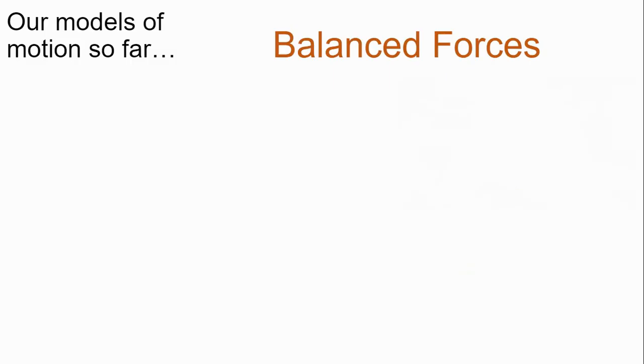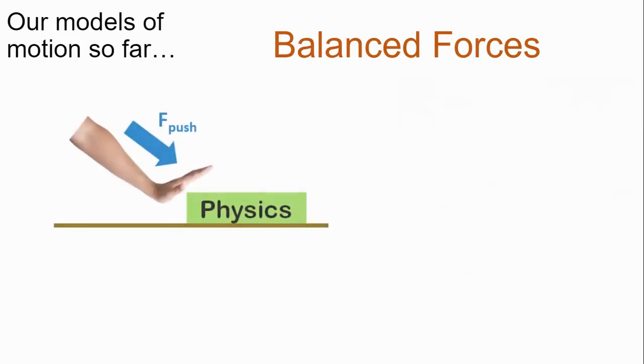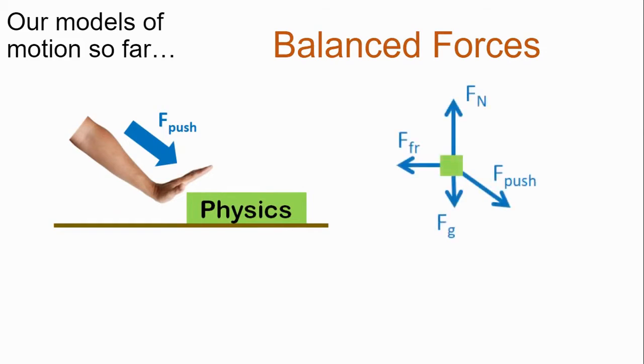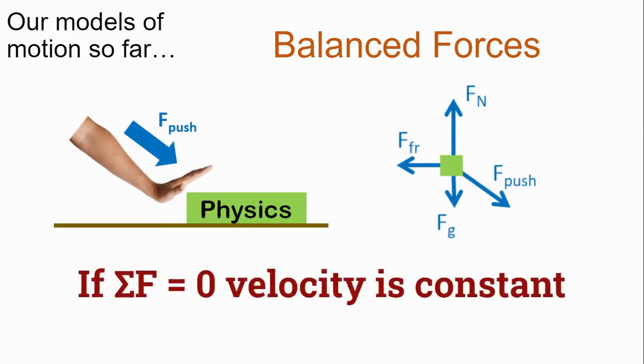The unit we just completed was about balanced forces. Here we considered lots of different types of forces that could be applied to various objects and modeled them using free body diagrams like the one that is shown here. We found that when the net force on an object was equal to 0, the object's velocity would remain constant. This is Newton's first law.